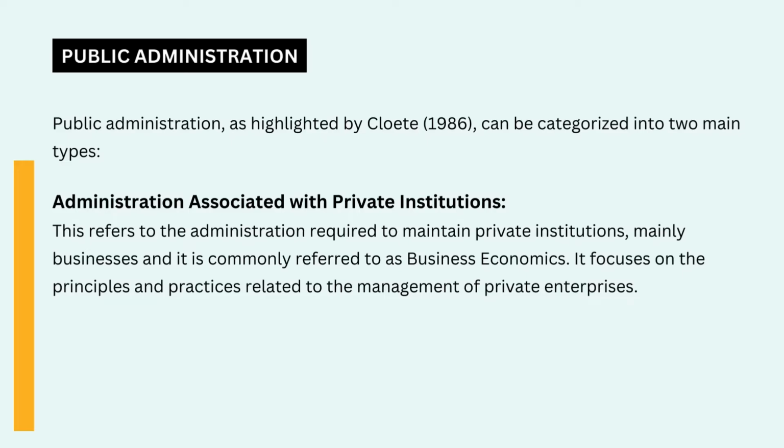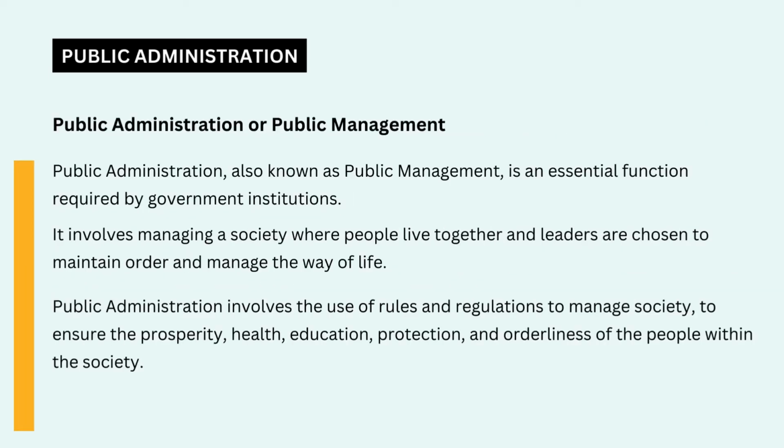Public administration. Public administration, as highlighted by Cloete, 1986, can be categorized into 2 main types. 1. Administration associated with private institutions. This refers to the administration required to maintain private institutions, mainly businesses, and it is commonly referred to as business economics. It focuses on the principles and practices related to the management of private enterprises. 2. Public administration or public management.